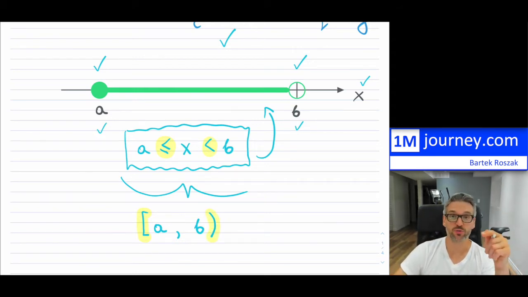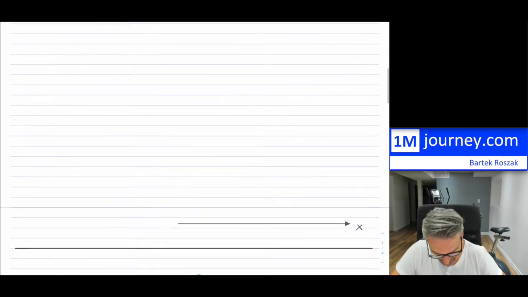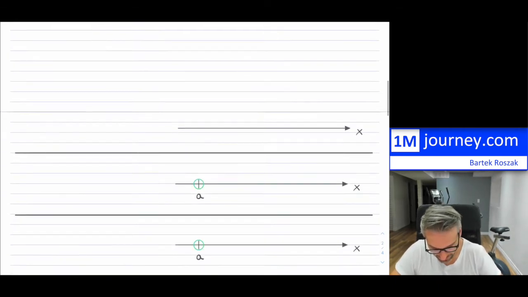Now I want to show you that there are basically 9 different things that can possibly happen. I'm going to do it both in bracket and in inequality form so that you can compare the two, and I'll talk you through it. All right, so here they are. I'm going to do it one by one.